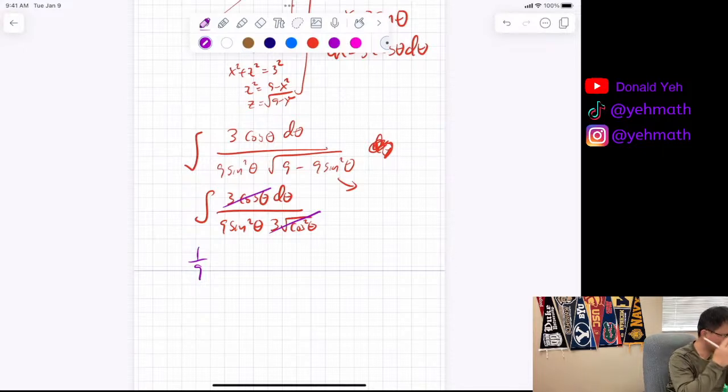One second. I have a crazy plan. This is good. 1 over 9 of cosecant squared theta d theta. Do you guys see it?